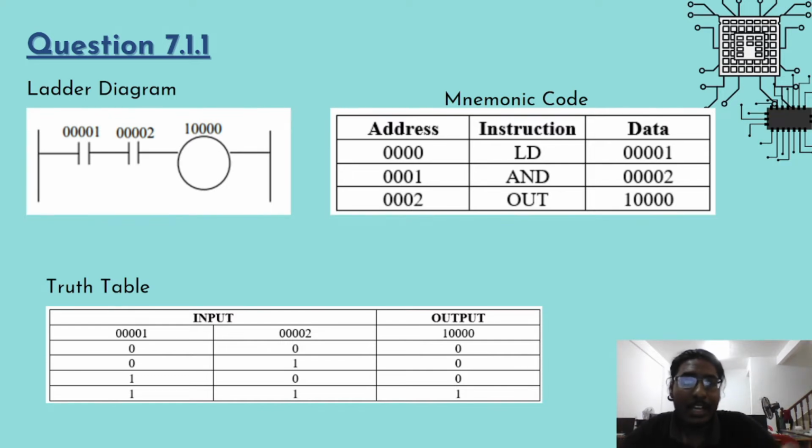For example, if another contact is added and the contact is a normally closed contact, the instruction will be an AND NOT instruction. And the third instruction is the output, which is carried out in the 10000 data.